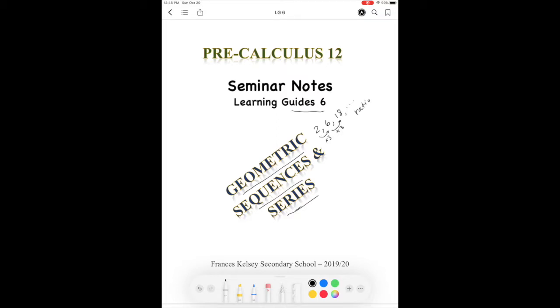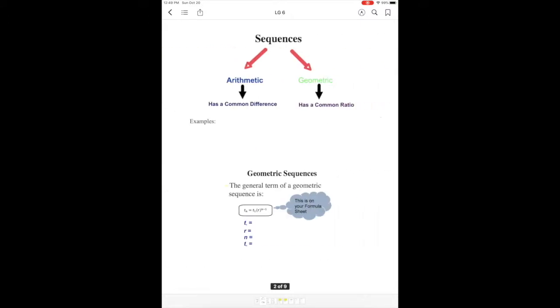Where in grade 10 and grade 11, we just did arithmetic. We added 3 or subtracted 3. Now a series is just taking those numbers and adding them up. All right, so let's look at the next page here. So I talked about sequence. It's just a pattern of numbers.